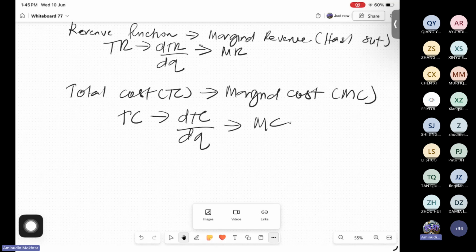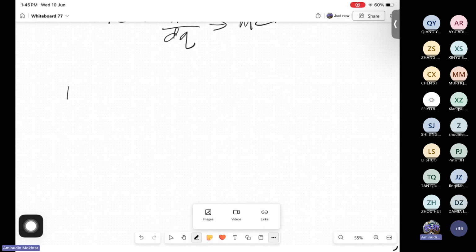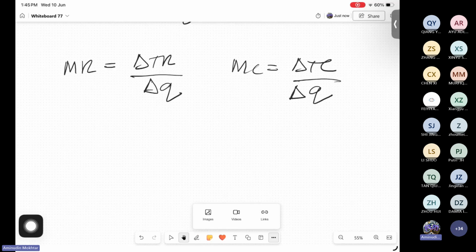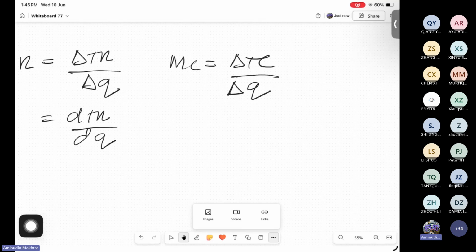Okay, what is MR, marginal revenue? It is the change in TR divided by the change in Q, whereas MC is equal to the change in TC divided by the change in Q. This is also equal to dTR, the first derivative of TR, divided by dQ. For MC, this is equal to dTC, the first derivative of TC, divided by dQ.